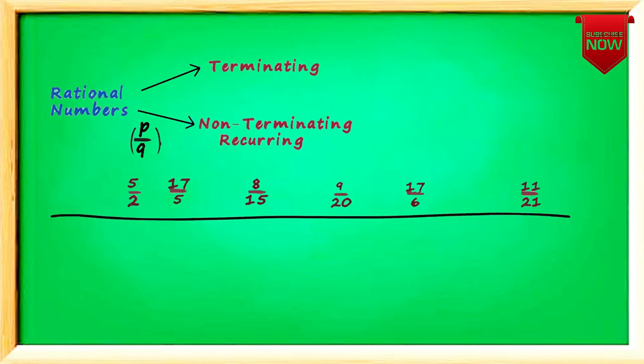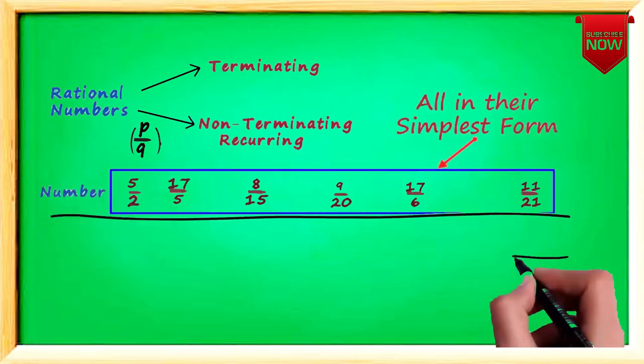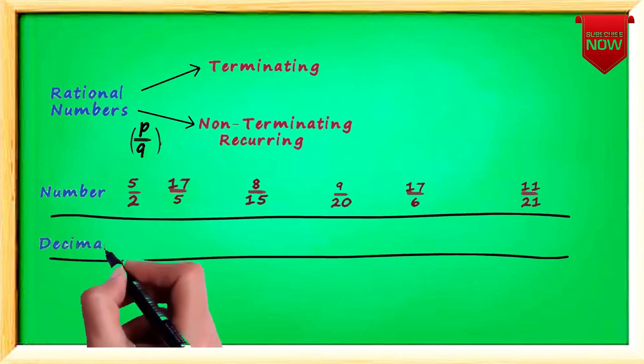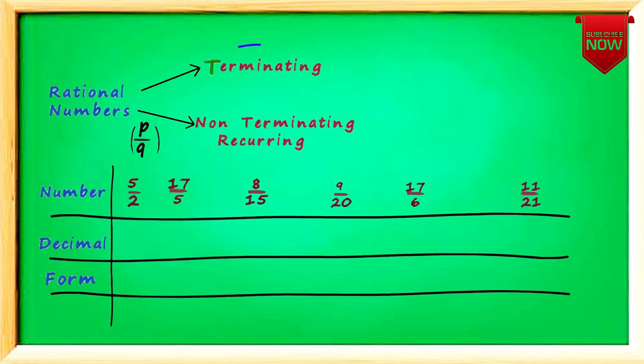Let's make 3 rows and analyze it. Let this be the row of our numbers. Just for our understanding, let us calculate the decimal values of each in this row. And we write the form of each decimal in this row. By form, I mean either this or this. We will write T if it's terminating and NTR if it's non-terminating recurring.